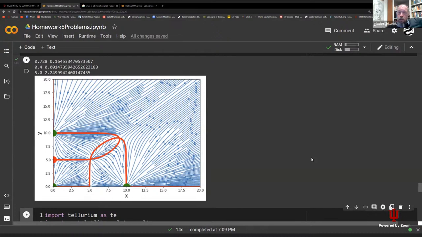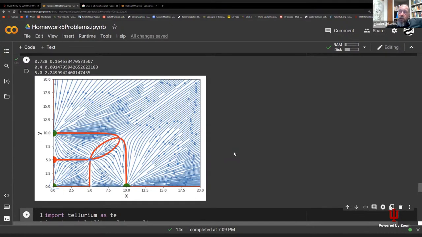Okay, so here, this guy is still stable. You see the arrows point towards it. These guys, the green ones here, are still stable. The arrows point towards them. But now you get two new fixed points. You get this fixed point here and this fixed point here.